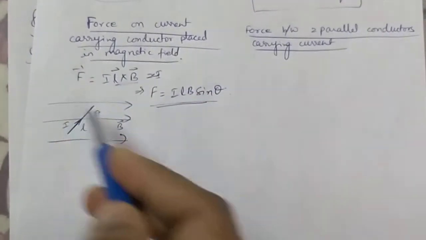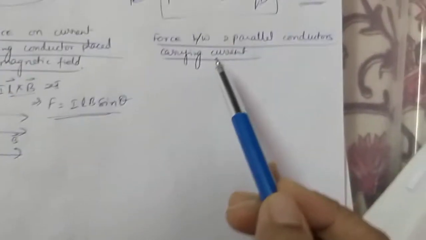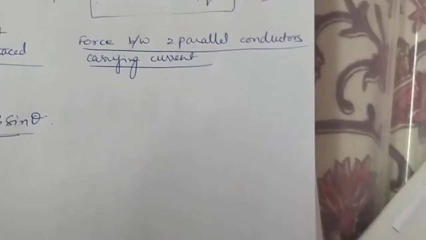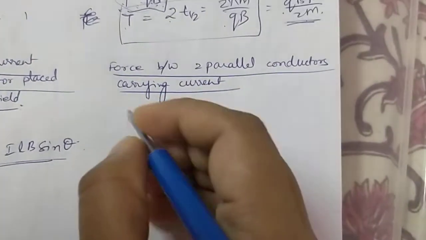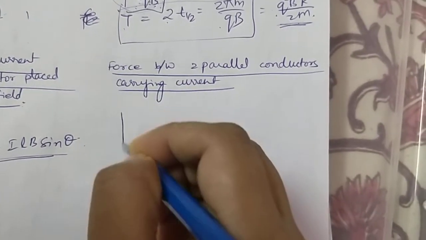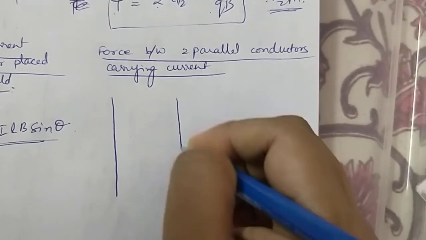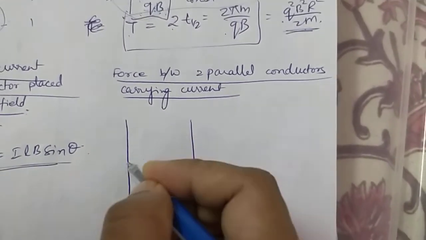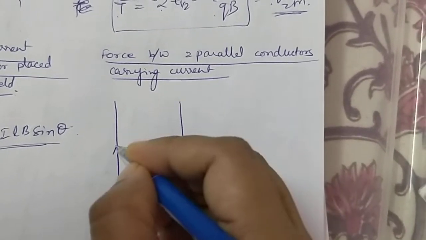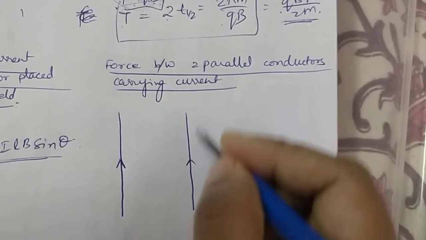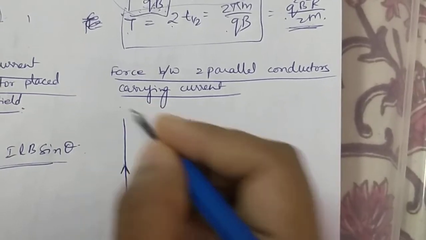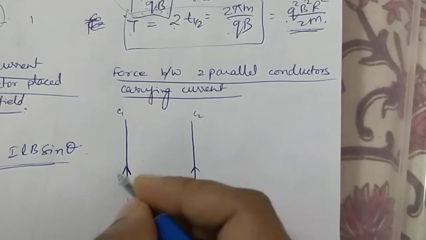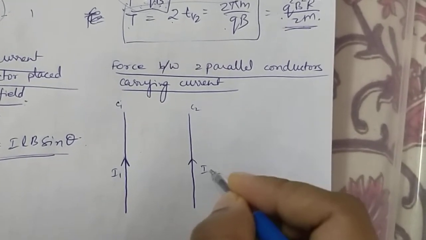Okay, now using this result, there is a topic which we are going to do: force between two parallel conductors carrying current. In our CBSE course, we have parallel conductors, not non-parallel ones. So this is the first case, case 1, where both the conductors carry current in the same direction. This is my wire 1, conductor 1, and conductor 2, it carries current, and this current is I1, here current is I2.